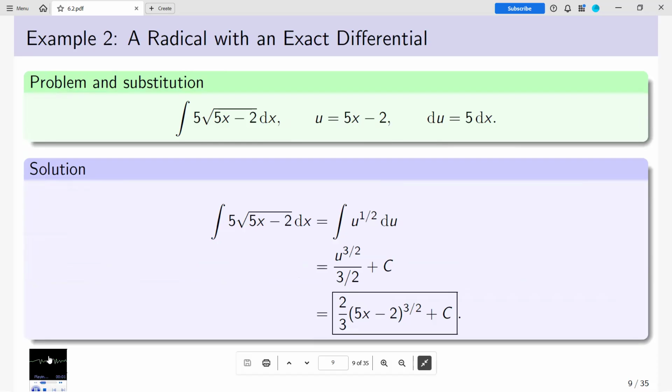The derivative of 5x minus 2 is 5, and that factor appears exactly in the integral. We then apply the power rule to u to the 1/2. Everything matches so neatly that it feels suspiciously unlike test material.